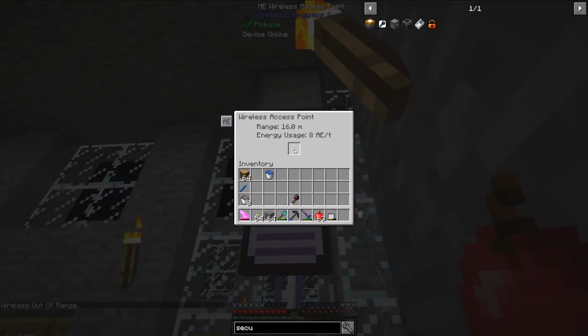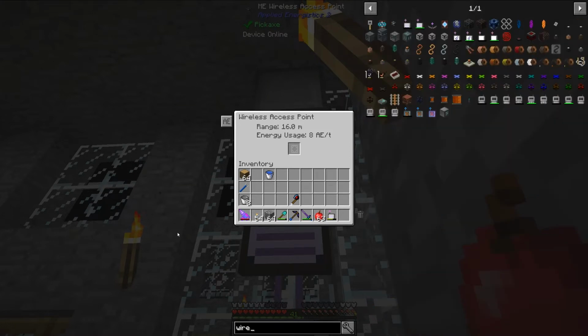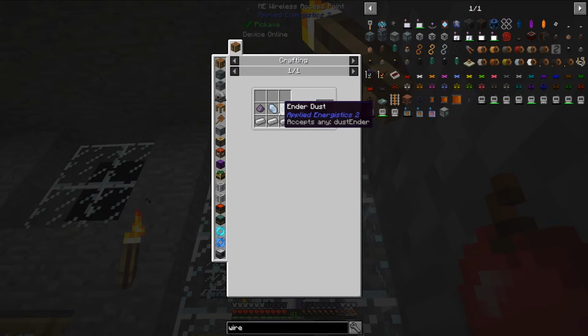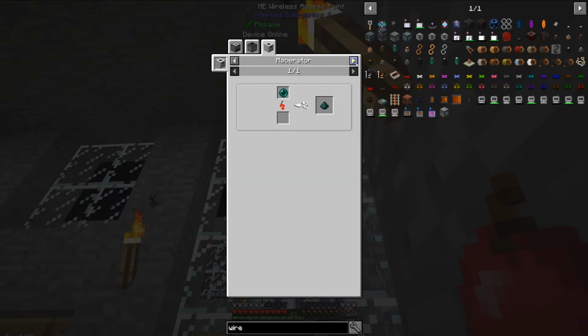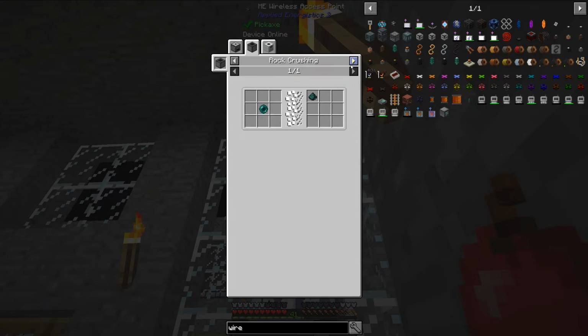What we have to do is drop in wireless, I'm not sure what they're called, but they get dropped in right here, wireless boosters, and they are made like this. I have everything except the ender powder. Let's see how we can make that.